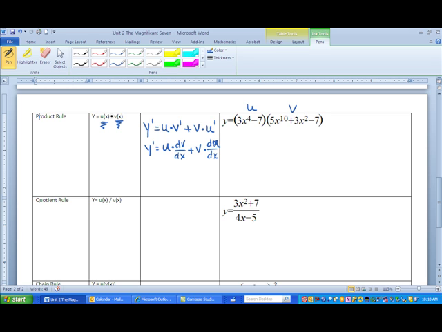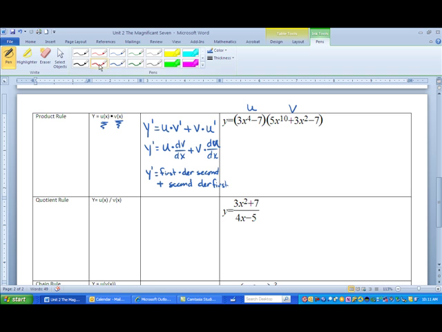What I remember is that it's the first times the derivative of the second plus the second times the derivative of the first. So you have to come up with a way to remember it, but it's first times derivative of second plus second times derivative of first.